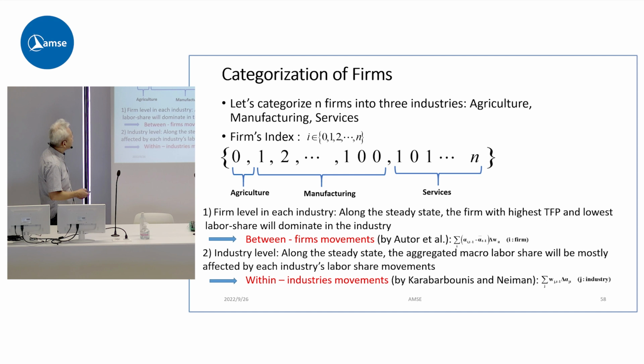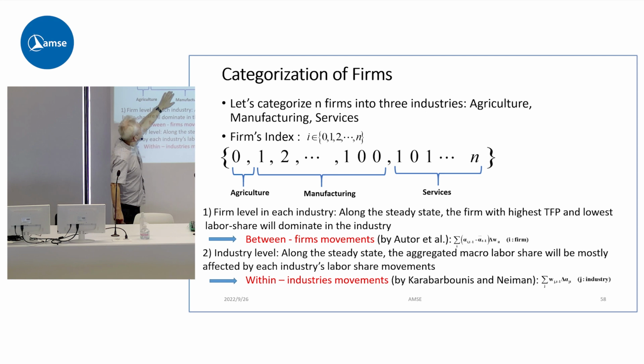So now, I think this is the idea. We now mention this is the firm number. So we have n firms we're considering. I'm going to stop soon. We arbitrarily classify these numbers into, say, number zero belongs to agriculture, and from 1 to 100 belongs to the manufacturing industry, and 101 to n is services, like this. Then each firm is based.